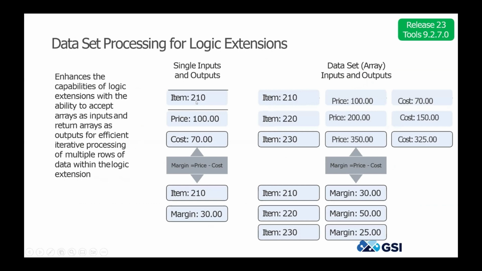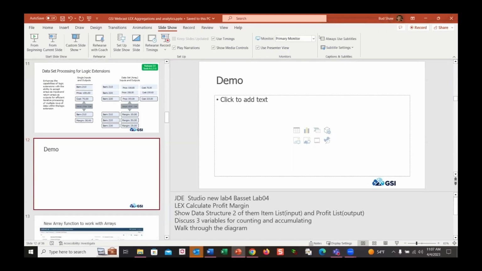So there are examples of data set processing for a logical extension. You can do inputs, like item price, and you can read through it, calculate them, and then build an array for outputs with a list of items, the price, and the cost, and then even have a margin as it calculates, all done within the logical extension. As I like to demo, what I'm going to do is actually walk through showing you what that looks like within JDE.